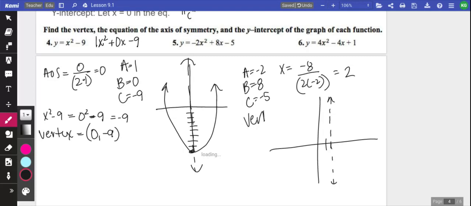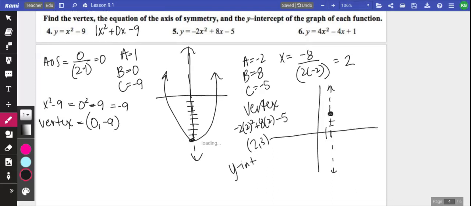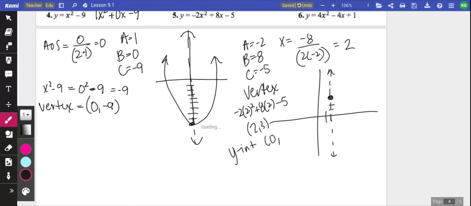Now for my vertex, I'm going to put 2 back into my equation. So I'm going to do negative 2 times 2 squared plus 8 times 2 minus 5, which would give me 3. Then I also need my y-intercept, and my y-intercept is where x equals 0. So I'm going to do negative 2 times 0 squared plus 8 times 0 minus 5, which is negative 5. And so I know that this is opening down, and my parabola looks like that.